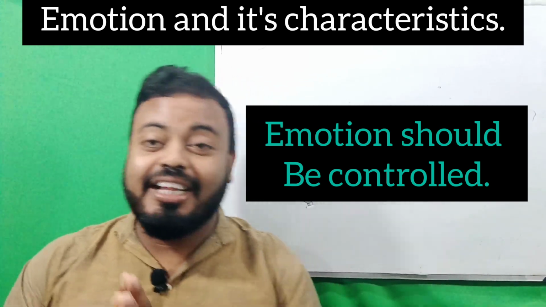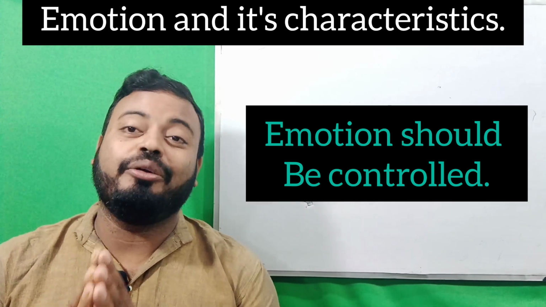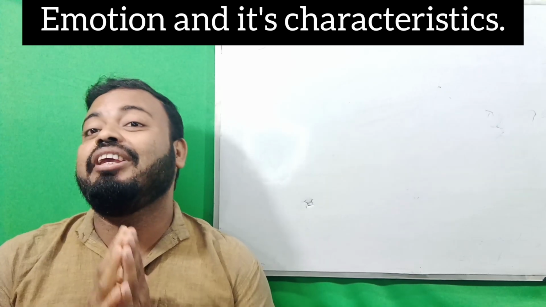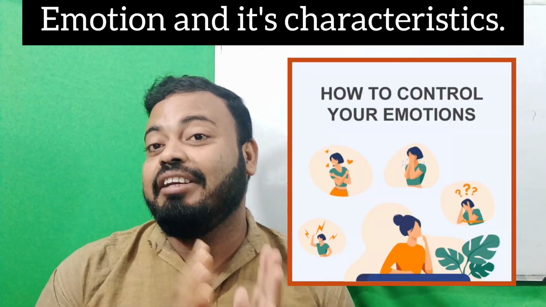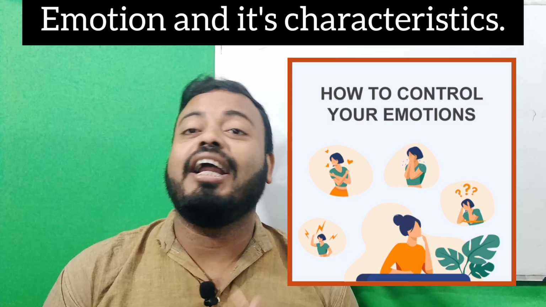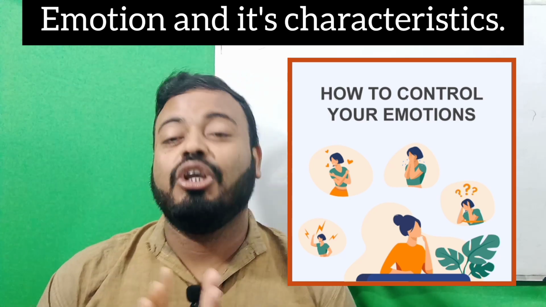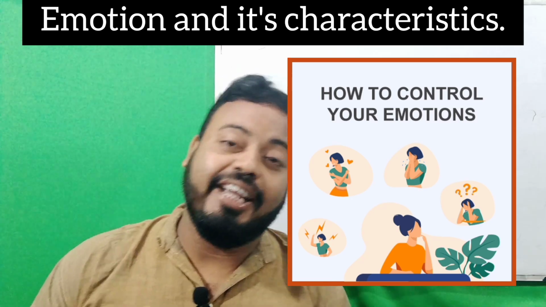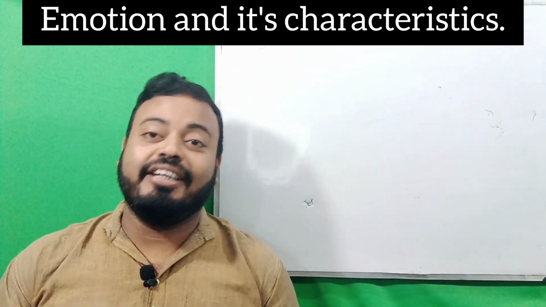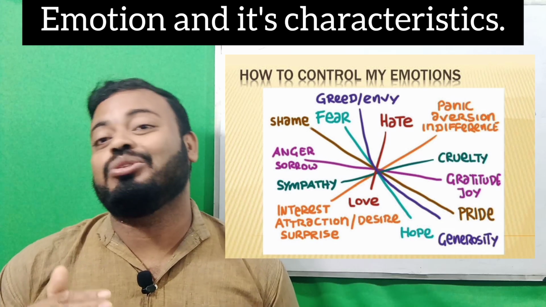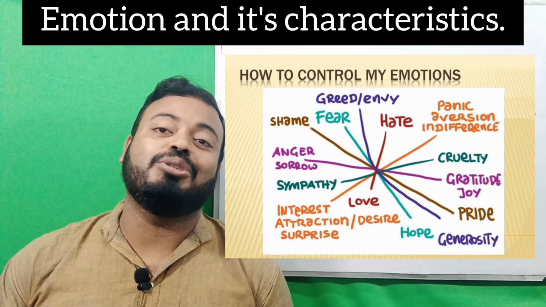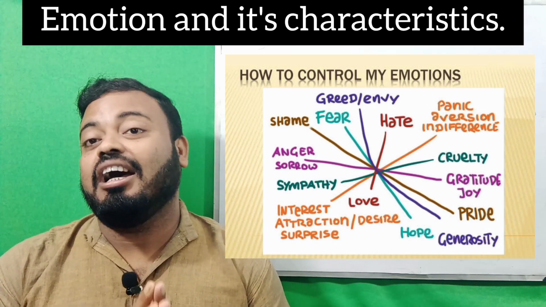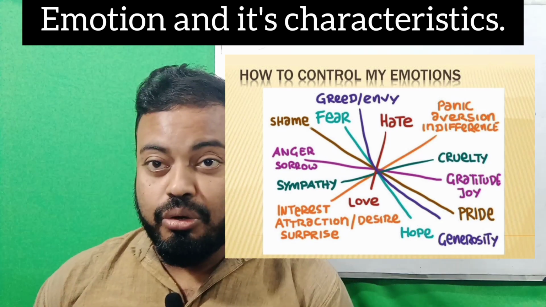The next and last characteristic is that emotion should be controlled. If you are emotionally strong, you will control your emotions. But in infancy, a child does not control his emotions. As he grows up by nature and by age, he adjusts to society, and after that he controls his emotions. So emotions can be controlled.